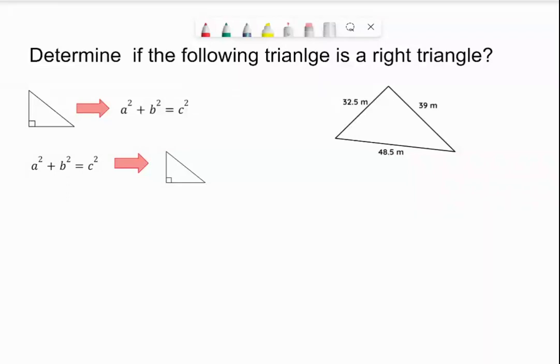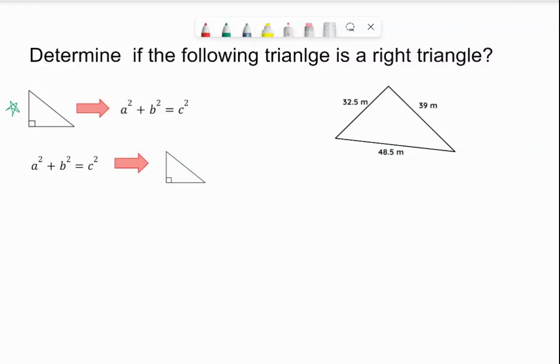In this question, we are being asked to determine if the following triangle is a right triangle. So often we use the Pythagorean theorem in this way. We're given a right triangle, such as the one we see here, and we are told to use the Pythagorean theorem to solve for a missing side.